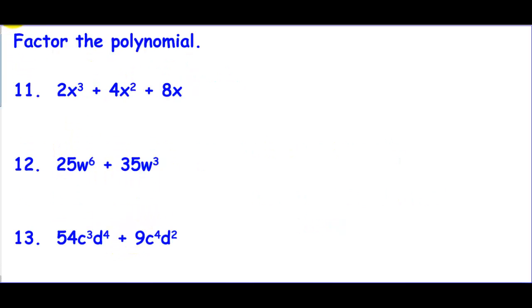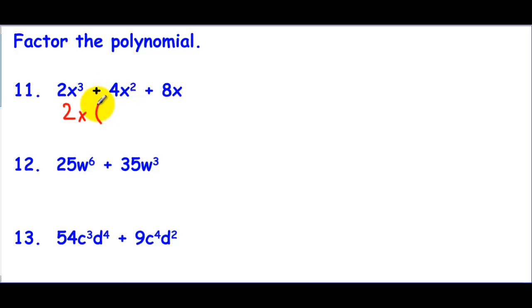Okay. 11, 12, and 13 are asking you to factor the polynomials, which means let's find a GCF. But now we're also going to have to find what was the thing that we multiplied the GCF by to get each of these answers. Right? So let's start off with the GCF. In 11, I see 2 and 4 and 8. Well, they all have a 2 in common. And only 1x, because this last term only has 1x. I can't take more than just the 1.